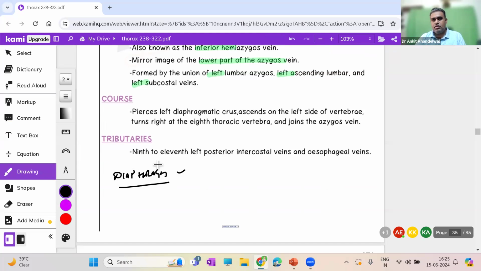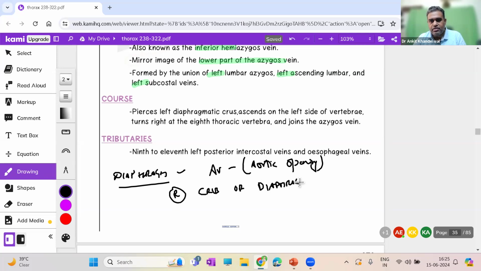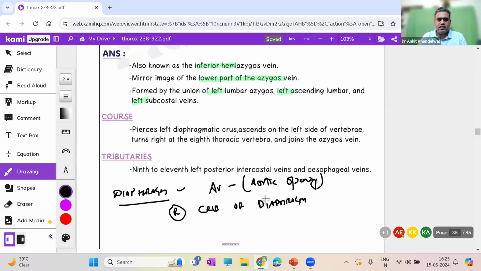Okay, from where do they pierce? The azygous vein sometimes passes through the aortic opening. Aortic opening. If not, then they will pass through the crus of diaphragm, both the azygous and hemiazygous. Azygous will pass through the right crus of diaphragm, and the hemiazygous will pass through the left crus of diaphragm. Left crus of diaphragm. Okay. Okay. So this is hemiazygous vein.